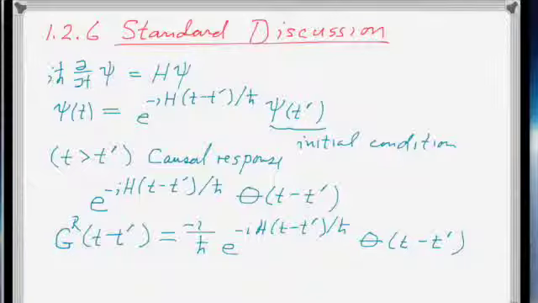But remember, one is a Fourier transform of the other, so when we Fourier transform, that seconds is going to disappear and we'll get energy. But for the moment, let's just see why this is the Green function.